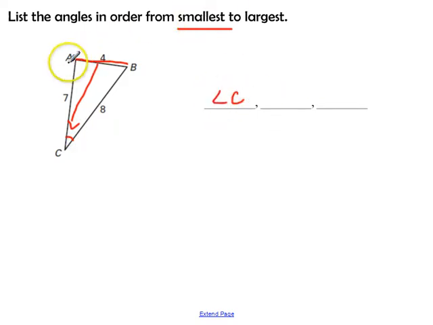Then the medium-sized one, 7, is opposite from angle B. So that is the medium-sized angle. And then lastly, 8 is the longest side. And this side is opposite from the largest angle, angle A.